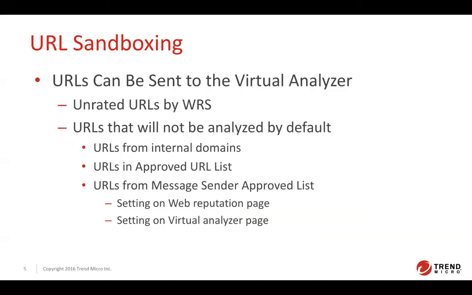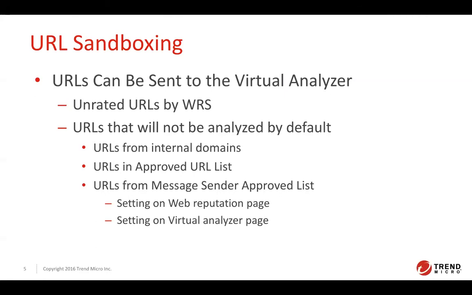All right, so a little bit more about the URL sandboxing. These are the URLs that can be sent to the virtual analyzer for a decision. Unrated URLs that come from WRS, or our Web Reputation Services, are sent. URLs that will not be analyzed by default are the ones listed there.